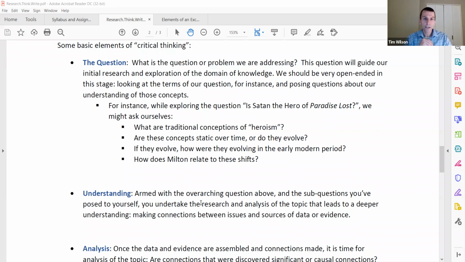Understanding, so starting from a question, you've started to bring in evidence through research. So you're using research skills that we already talked about to bring in the evidence. Now, armed with that question and that evidence, you're going to lead to a deeper understanding by making connections, okay? So making connections between this concept and that concept. Milton said this here, that poet said that here. There's a connection there.